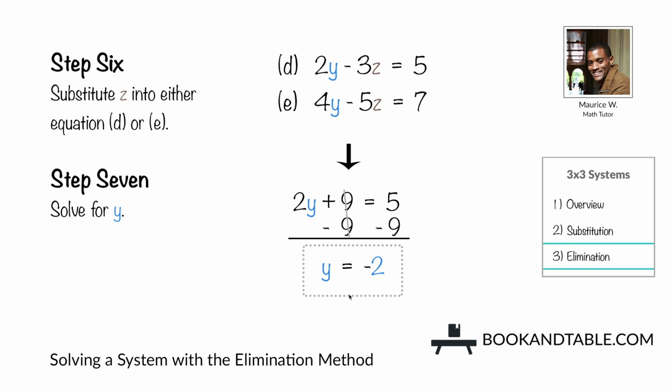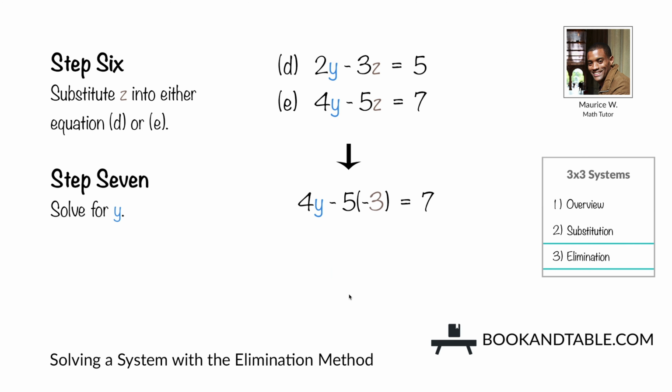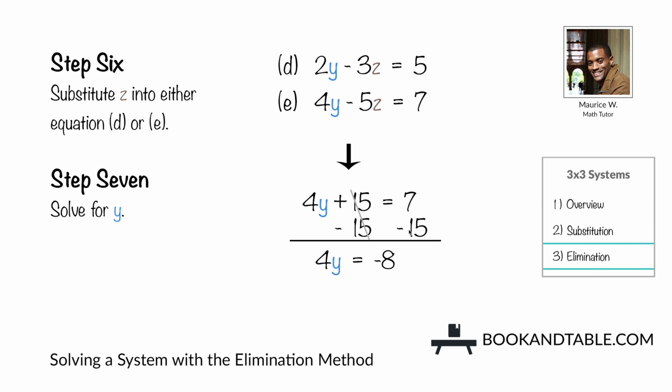We will get the same value for y when we plug z into equation E, giving us 4y minus 5 times negative 3, which would give us positive 15, is equal to 7. And now we want to subtract 15 from both sides, giving us 4y is equal to 7 minus 15, which would be negative 8. And now we want to divide both sides by 4 to remove this coefficient of 4.